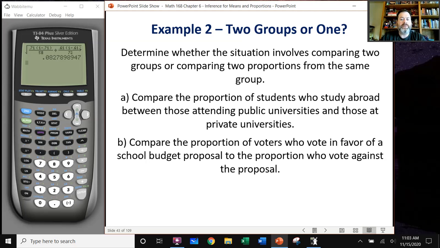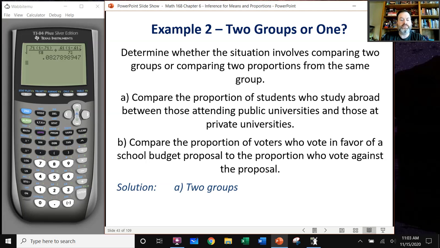Part B, compare the proportion of voters who vote in favor of a school budget proposal to the proportion who vote against the proposal. Notice we're measuring 2 different categories of the same variable here, right? Measuring who voted in favor and who voted against. Those are different response categories, so we don't compare them. Instead, we would just use a confidence interval or a hypothesis test for a single category. So B is the same group, 2 different response categories.